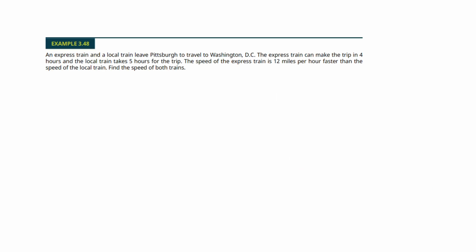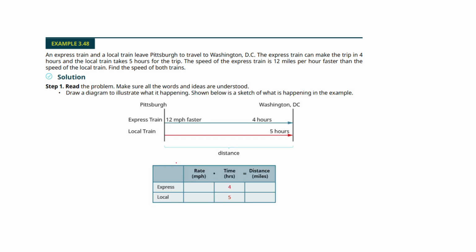Okay, so here's the classic. We got the two trains, and let's see what they're doing. Okay, so they're both going in the same direction. Let's get a picture here. So I've got an express train and the local train. Okay, so this one is 14 miles an hour faster, gets to DC in 4 hours. Local train takes 5. So this is what we need.